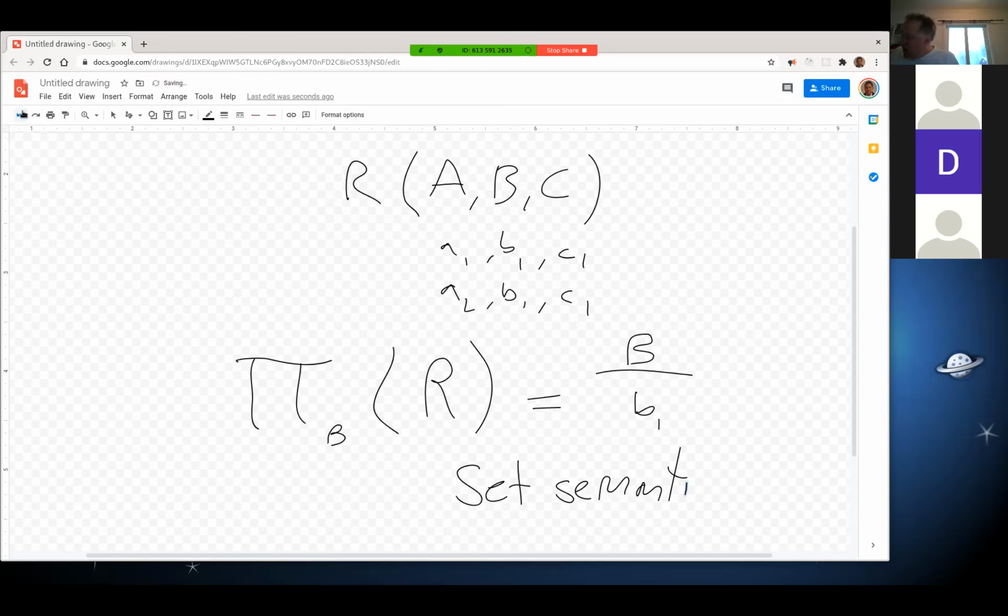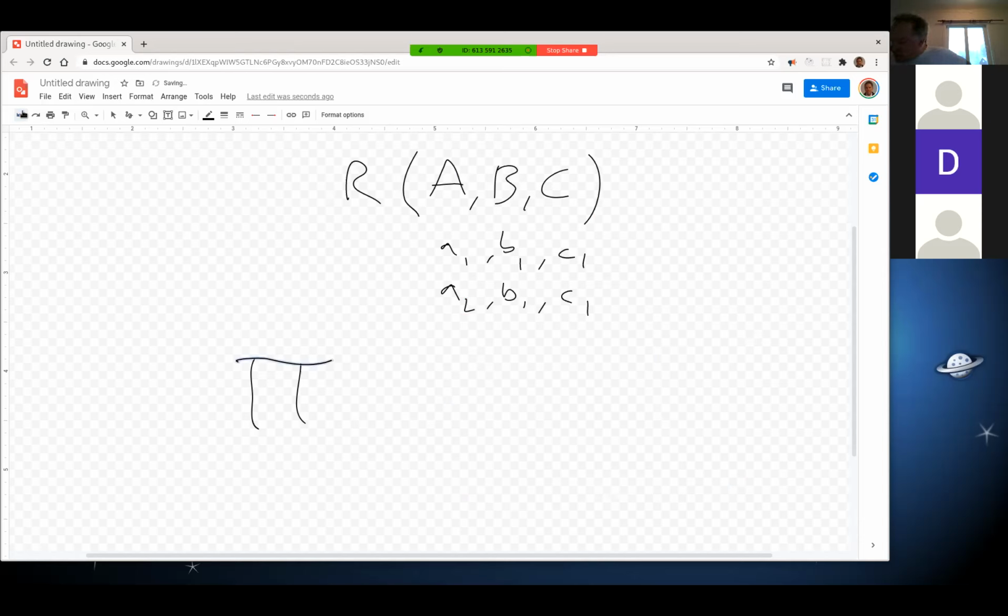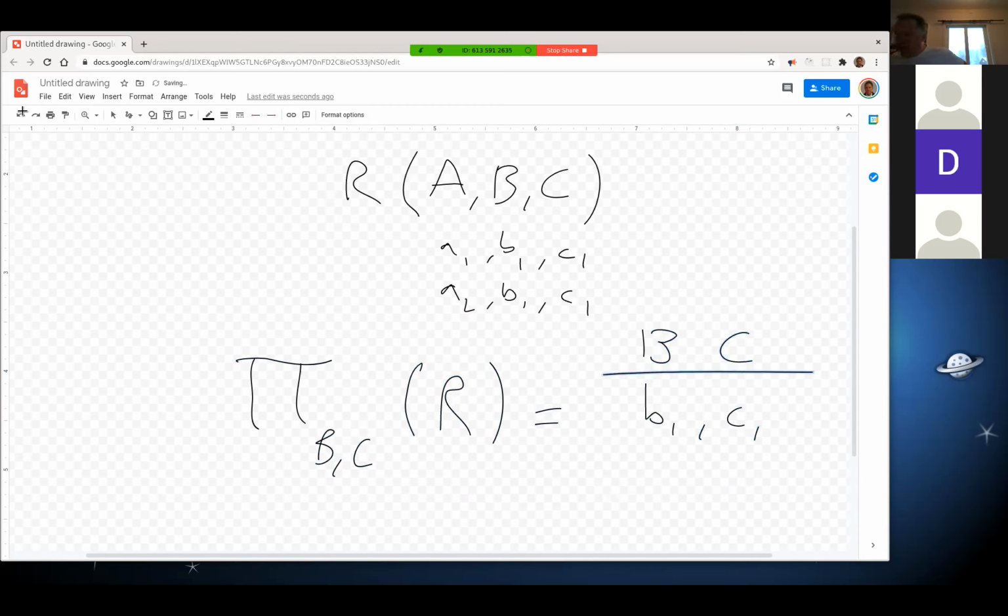Okay, let's go back here and generalize a little bit. What if we say projection on B and C, over R? If we do that, what do we get back as a result? We get back B1, C1, with attributes B and C. The reason is that we're dealing with set semantics, because B1, C1 repeats, so it would be one tuple. I hope that's clear. Projection should be pretty straightforward.